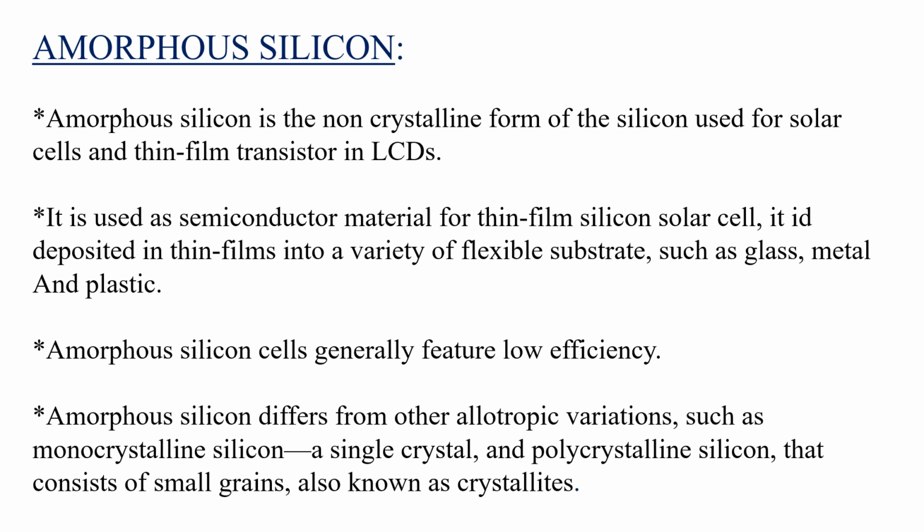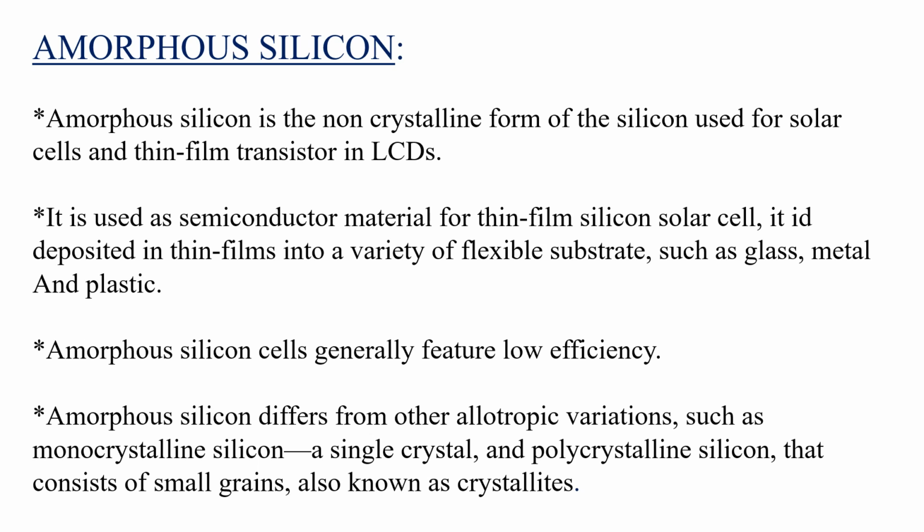Amorphous silicon is a preferred material for thin film transistors, TFTs, elements of liquid crystal displays, LCDs, and for X-ray images. Amorphous silicon generally features low efficiency and is used as a semiconductor material for thin film silicon solar cells. It is deposited in thin films onto a variety of flexible substrates such as glass, metal, and plastics.